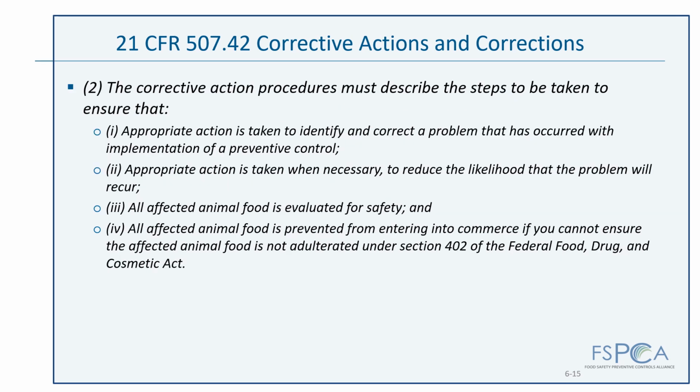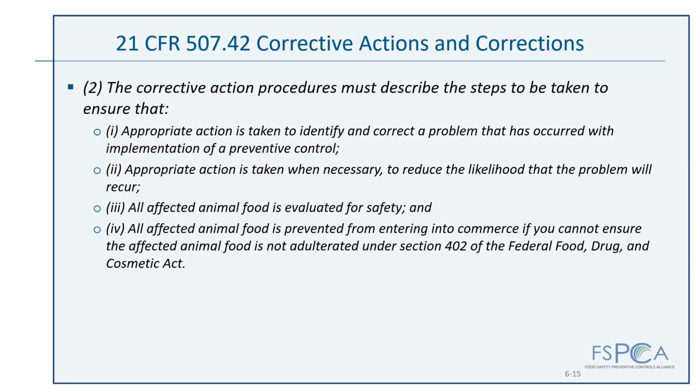So what do I need to include in my corrective action plan? These 4 steps right here. So the corrective action procedures must describe the steps to be taken to ensure that appropriate action is taken to identify and correct a problem that has occurred with implementation of a preventive control. An appropriate action is taken when necessary to reduce the likelihood that the problem will recur.